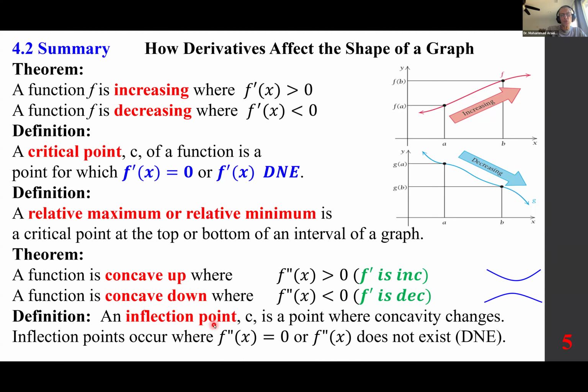An inflection point C is the point where concavity changes. Inflection points occur where f double prime is 0 or does not exist. So, for example, right here, this is concave down, and it changes to concave up at the point where the change occurs. It's the point of inflection.